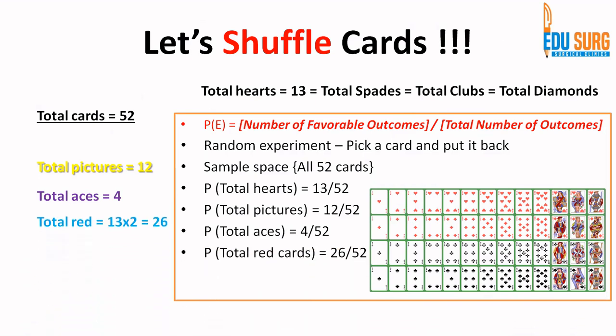So total red cards, as we saw, is 26, 13 of hearts and 13 of diamonds. So that is 26 by 52 or 1 by 2, right? Red and king, we know that there are two red kings, one of heart and one of diamonds. So the probability of a red king when you pick a card from a deck of 52 cards is 2 by 52. Okay. So this is how you can solve the questions. You can be asked a lot of questions in card games, and this is how you analyze the questions on probability.